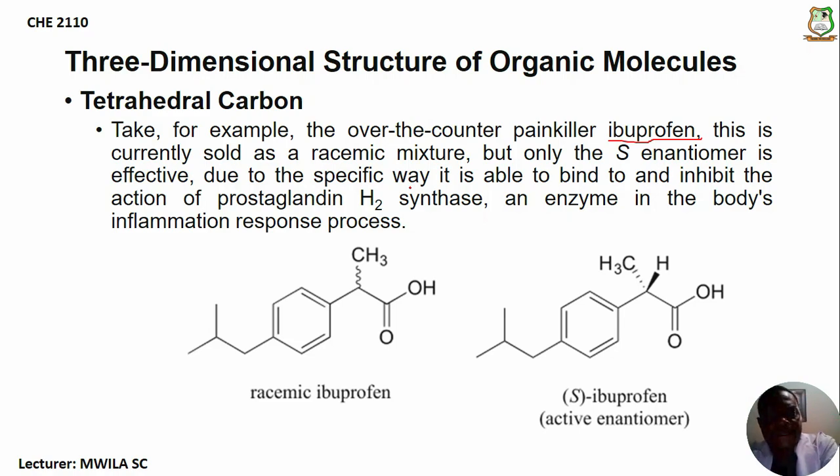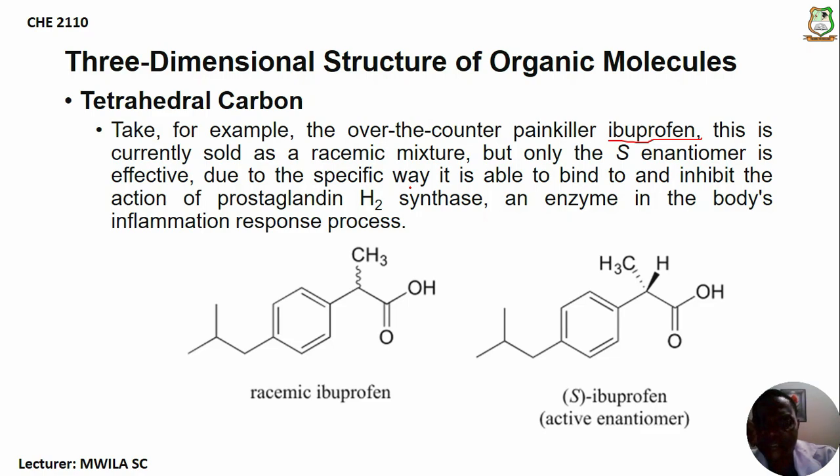We have the R enantiomer. We'll get to know what these letters are, and we'll also get to know what enantiomers are. We have the S enantiomer as well as the R enantiomer. So now we want to appreciate what is the effect of these two. Commonly, we call this drug brufen.